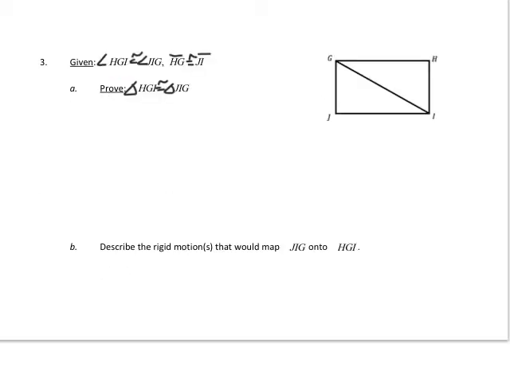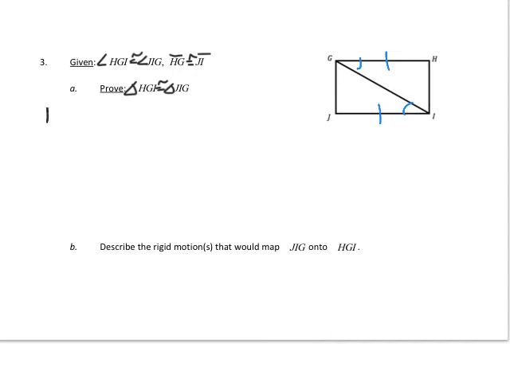So let's try another one. What we're given in this diagram is angle HGI is congruent to angle JIG. So I'm going to mark those up, HGI and JIG. And then I also have that HG is congruent to JI. And I want to prove the two triangles are congruent.